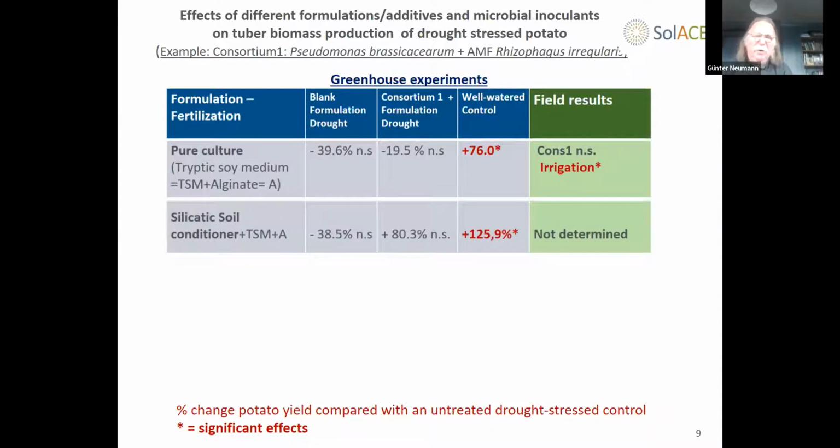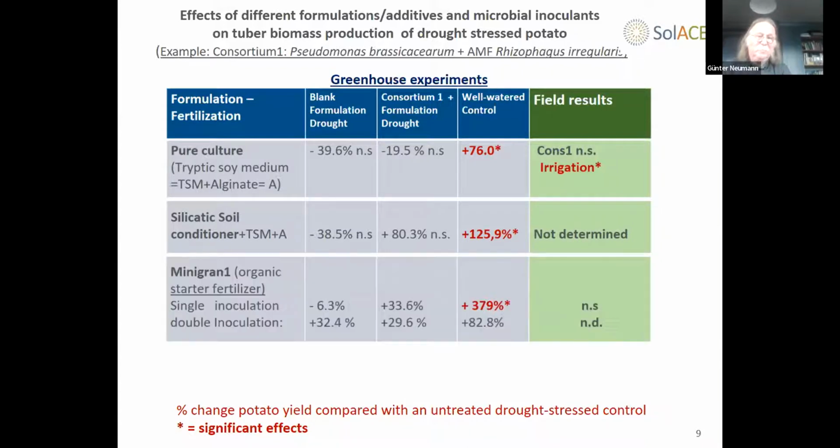In the next step of optimizing, we tried to provide better conditions for the establishment phase. And here we tested some silicatic hydrogel soil conditioners with the property to increase the water holding capacity of the substrate, and they were applied together with the inoculants at the beginning. Here we see, at least for the microbials, a certain trend, but still not significant with respect to yield results, but the only significant effect still with the well-watered controls. Under field conditions, this was not tested so far.